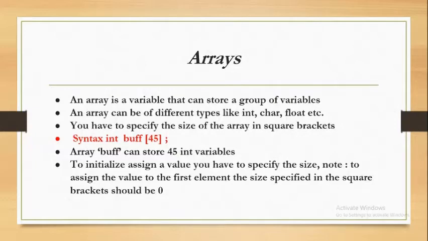An array can also be of different types: int, char, float. And remember one thing, int arrays can only store int type variables, char arrays can only store char type variables, and float arrays can only store float type variables.